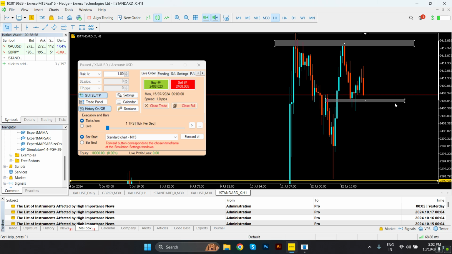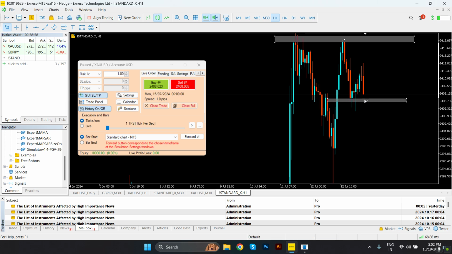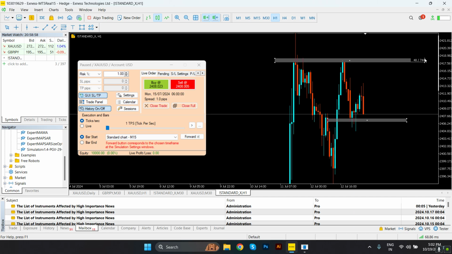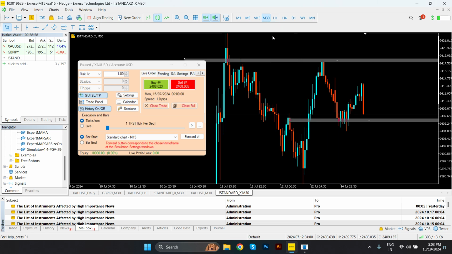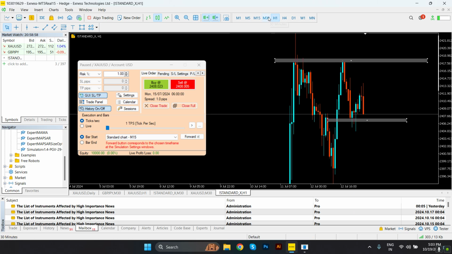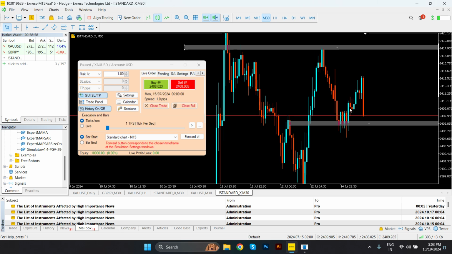Same here, I'm not marking my zones this big. I'm just making it a little bit of margin from the body, including some amount of wicks in it. Same with the resistance, I'm including some sort of wicks in my zone. Okay, this was the 1 hour time frame. Let's jump to the 30-minute time frame.